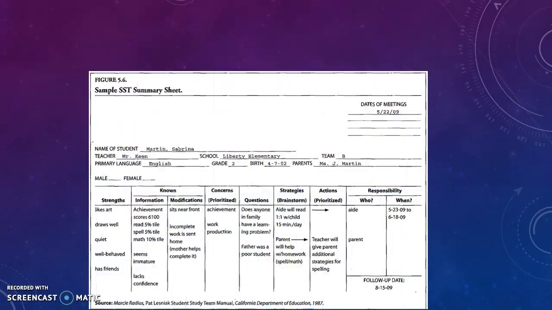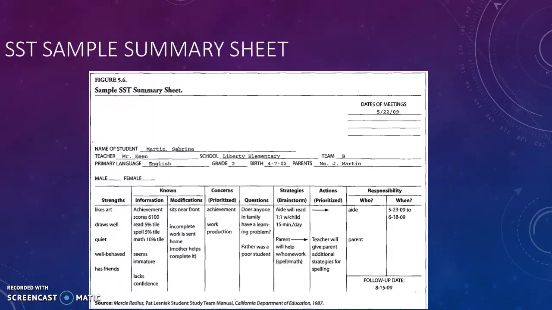This is an example of a sample student study team summary sheet. So we have the name of the student, dates of the meeting, teacher, school, what team it is, primary language, grade, birth, parents, male or female, and we have strengths, known information, modifications that are used, concerns, questions, strategies, actions, and whose responsibility it is and when. And then there's a follow-up date at the bottom.